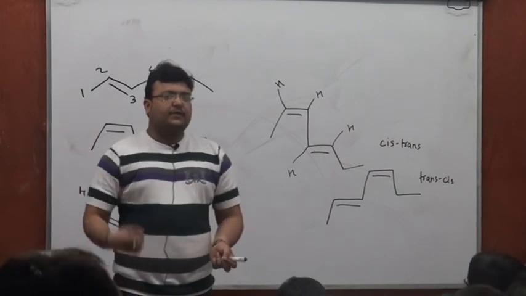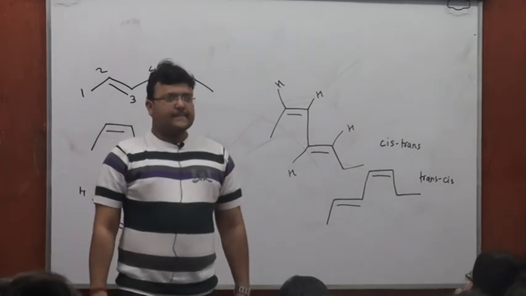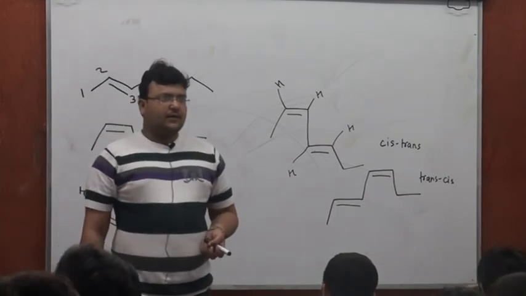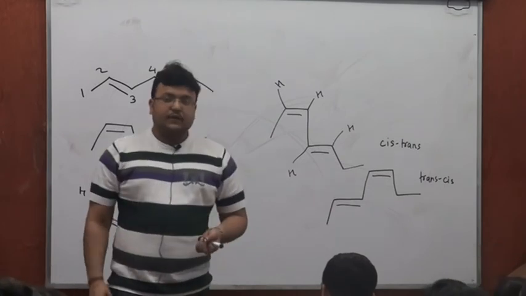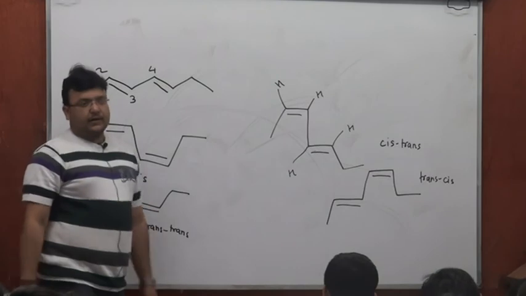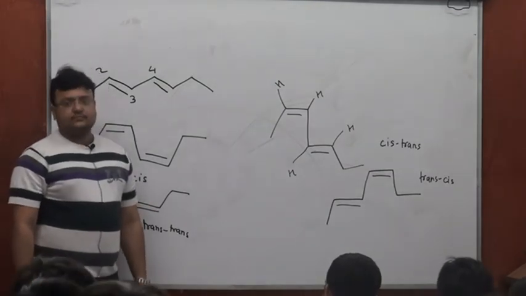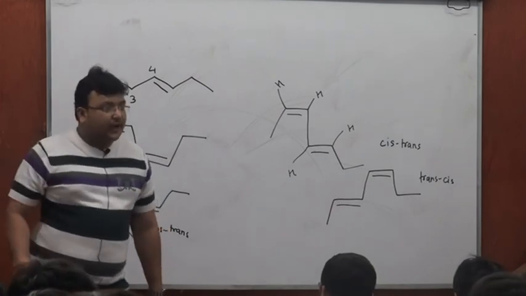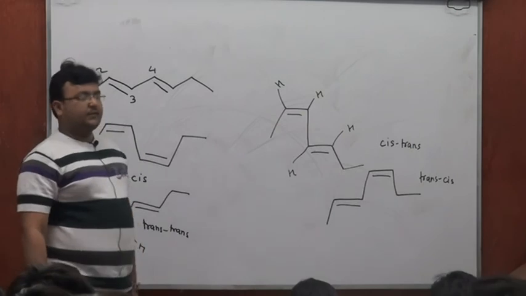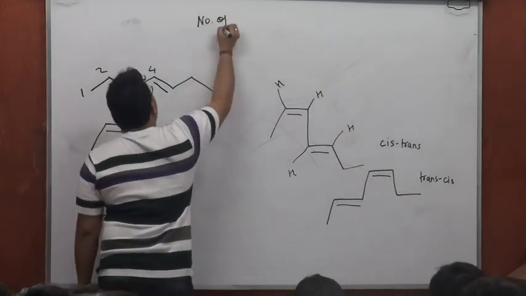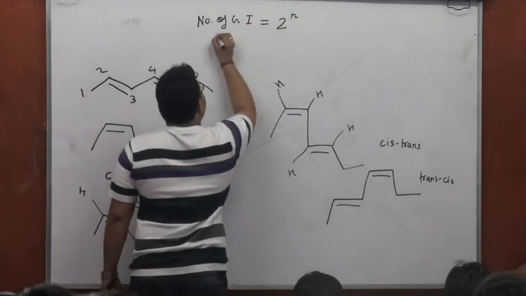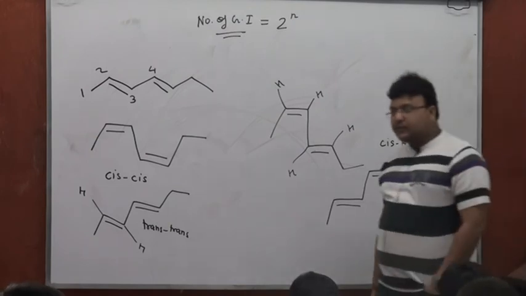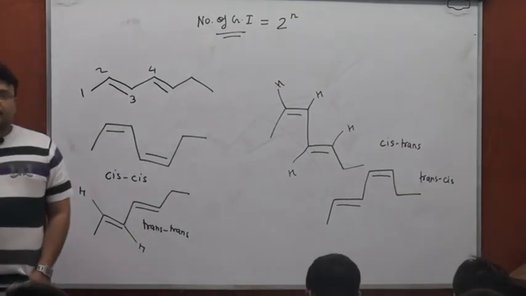So around every region of pi bond, there could be a cis and a trans geometry. And you understand that this effect is not going to be additive, it's going to be productive. I know this effect is not additive, it's productive. So if there are n pi bonds, the number of geometrical isomers will be 2 to the power n.